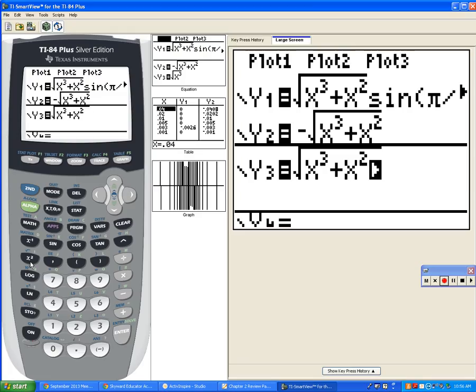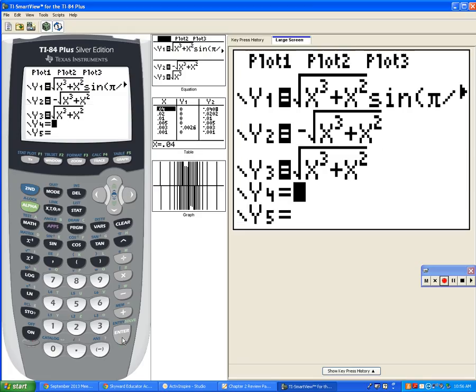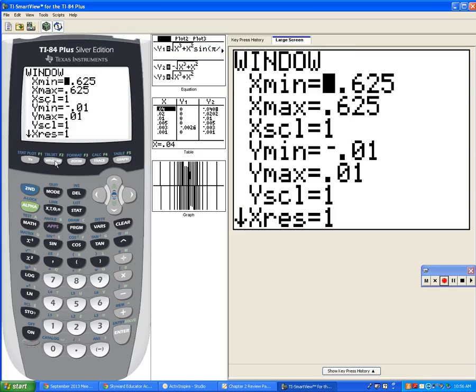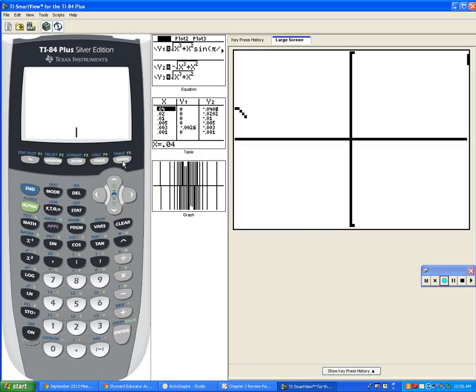All right, and then now what do you think I want my window to be? Negative 1 to 1 on the y. Right here says 1, because of that whole big function thing. Okay, let's take a look at that.